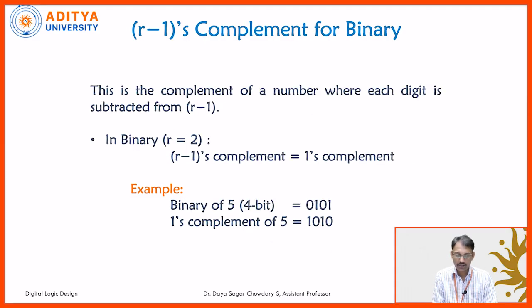And here, for the r minus 1's complement for binary, r is 2, so 2 minus 1 is the 1's complement. Let us take one example, 5, in 4-bit representation, 0101. Now it is simply flipping: 0 is switched to 1, 1 is switched to 0, 0 is switched to 1, and 1 is switched to 0. That means 1010 is the final result. So the r minus 1's complement is the 1's complement for binary.